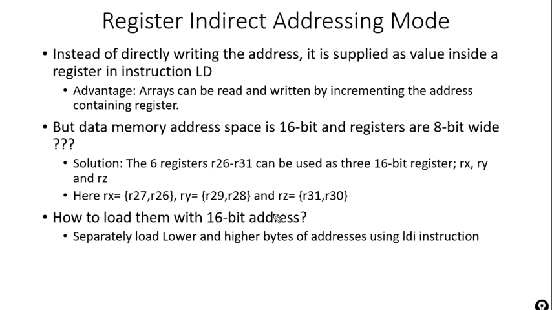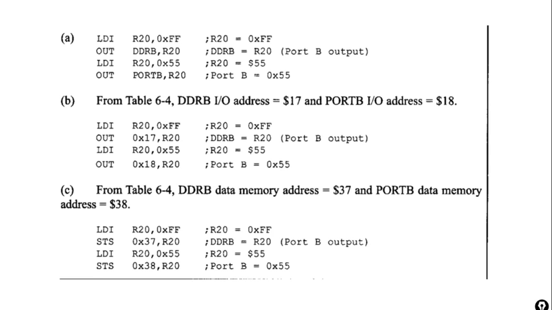Next addressing mode is register indirect addressing mode. The direct addressing mode has one disadvantage. If we want to read an array or write an array, we cannot do it with the direct addressing mode in a loop. For example, if you want to read 10, 100 elements of an array, or even 20, 30 elements of an array, we will need to specify the address one by one. Let's say in this example, if you want to write in the SRAM an array of 20, 30 elements, we have to specify each address one by one.